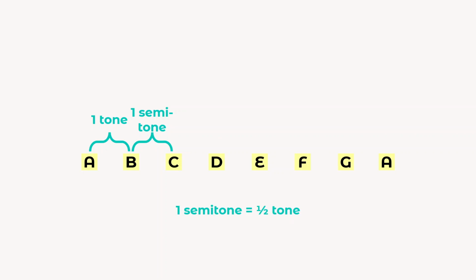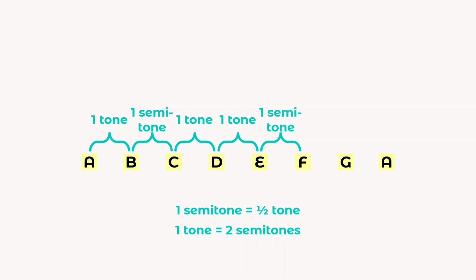The distance from A to B is one tone, B to C is one semitone, which is equal to half a tone, so actually when we say one tone, it equals two semitones. The distance between C to D is one tone, D to E is one tone, E to F is one semitone, F to G is one tone, and G to the higher A is one tone.